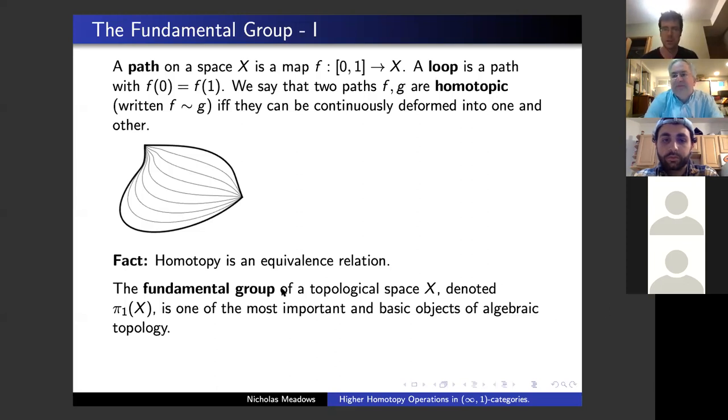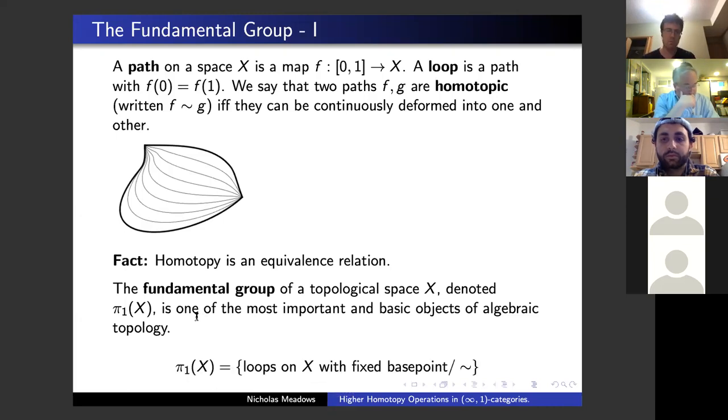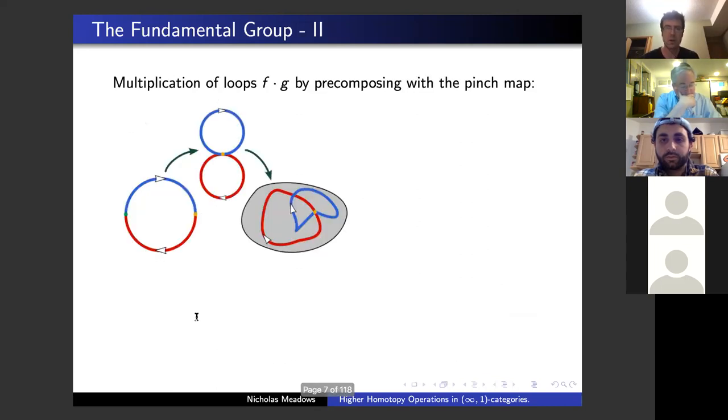Good. Okay, so the fundamental group of a topological space X is denoted pi 1 of X, and it's one of the most important and basic objects of algebraic topology. Basically, pi 1 of X is the homotopy equivalence classes of loops on X with a fixed base point. And you can think of the base point as the value of f(0) equals f(1). Multiplication of loops, how we impose the group structure on this set, is done by precomposing with the pinch map.